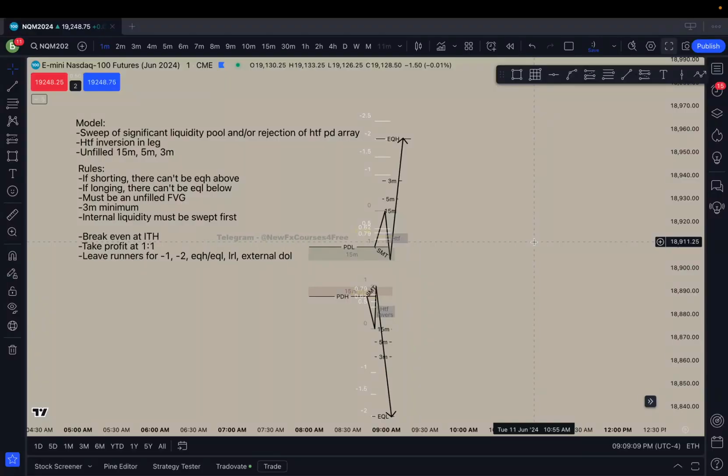It must be an unfilled fair value gap. I'm talking about the targets. It can't be a 5-minute fair value gap or a 15-minute that we already traded to and then rejected. It has to be unfilled. It has to be unmitigated.